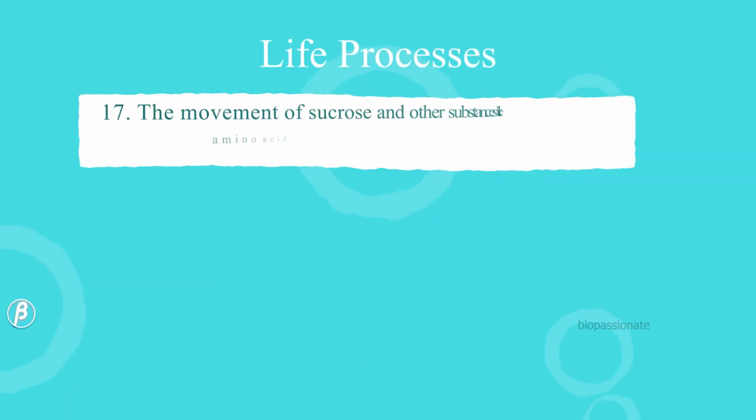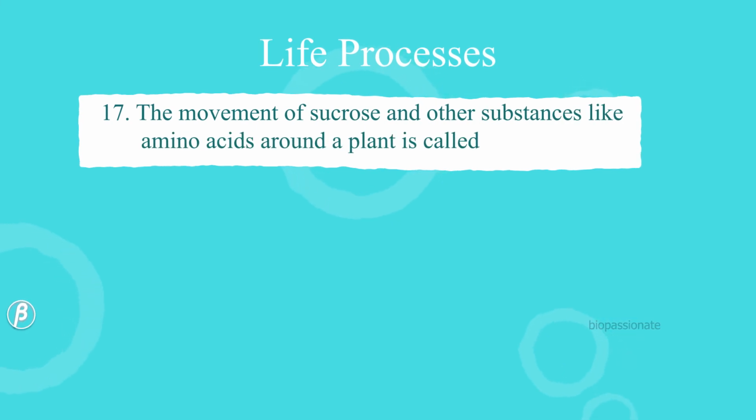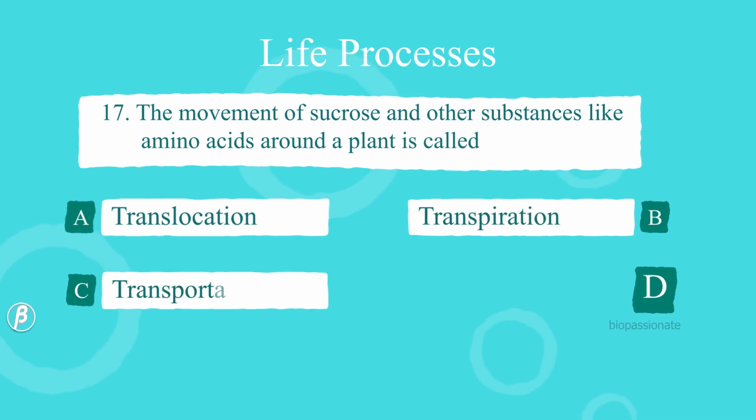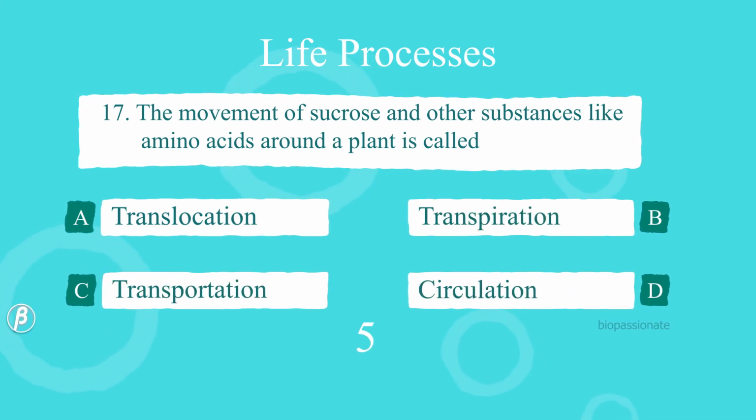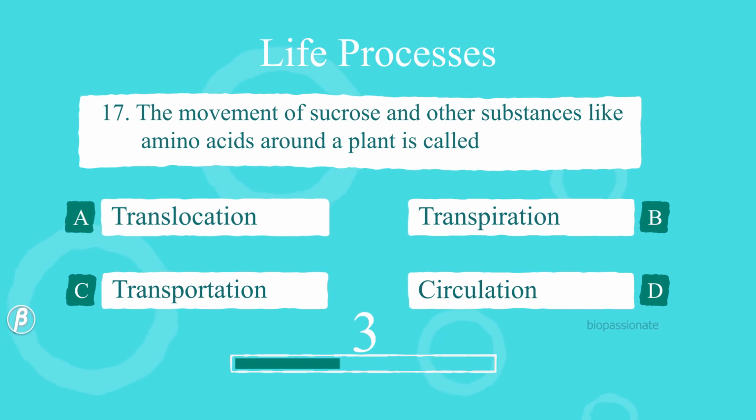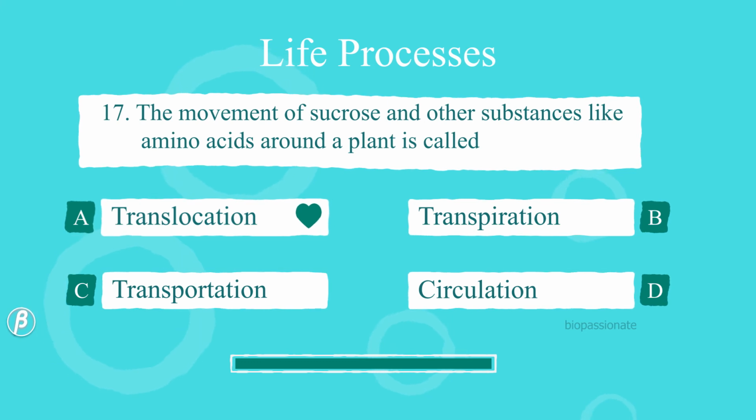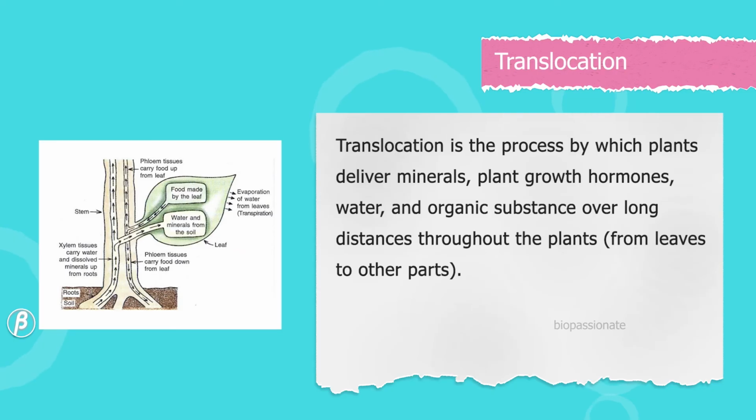The movement of sucrose and other substances like amino acids around a plant is called translocation, transpiration, transportation, circulation. Translocation. Translocation is the process by which plants deliver minerals, plant growth hormones, water, and organic substances over a long distance throughout the plants. You can say from leaves to other parts of the plant body.